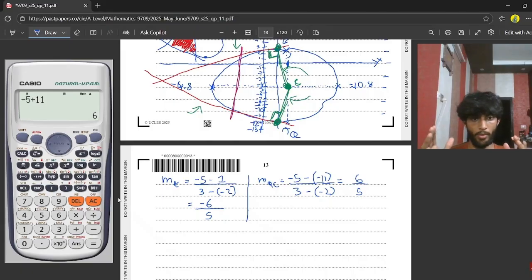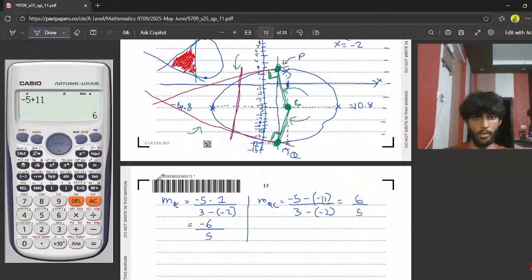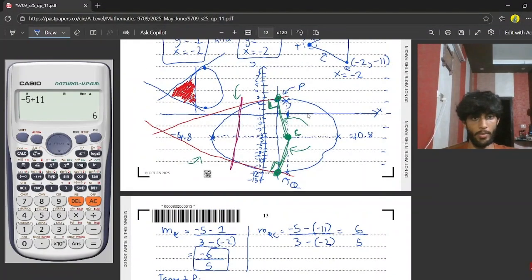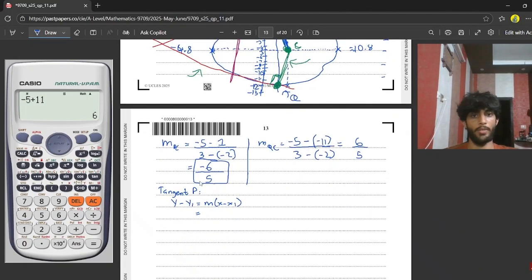Now what we can do is find the line equations. The tangent at P can be found using the point-slope form, y minus y1 equals m(x minus x1). This is the gradient for the line PC, the line from the center to P, but the tangent is normal to it. So the gradient will be the negative reciprocal of the gradient of PC. If the gradient we just found is -6/5, then the gradient becomes +5/6. We multiply that initial gradient by a negative, and then take the reciprocal.